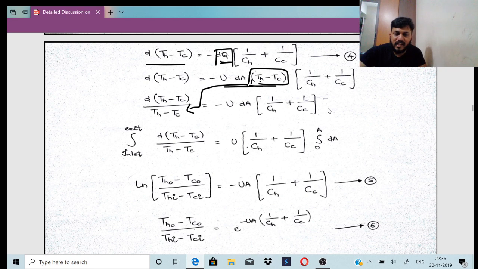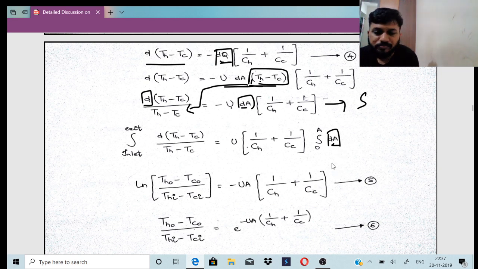So now I will integrate this whole value. So here all are in differentiating thing, so all are not constants. Here no constant is present. तो पूरा में इंटीग्रेशन आ जाएगा. Either U is a constant, Ch and Cc is a constant, A is not a constant. So integration of dA is nothing but A. And here exit and inlet का we'll get exit and inlets integration.